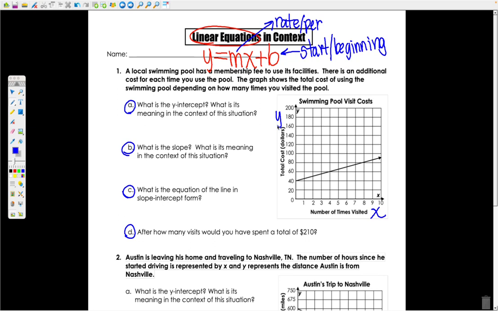Let's start first with the y-intercept. That's easy. Look at your graph. What's my y-intercept? 40. Thank you. It is 40. But this is the part where I need you to tell me what does it mean in this situation. It's the membership fee. Thank you. I know that the y-intercept is the starting point. But in this problem, the starting point is the membership fee. So that's what you need to write down. It is the membership fee.